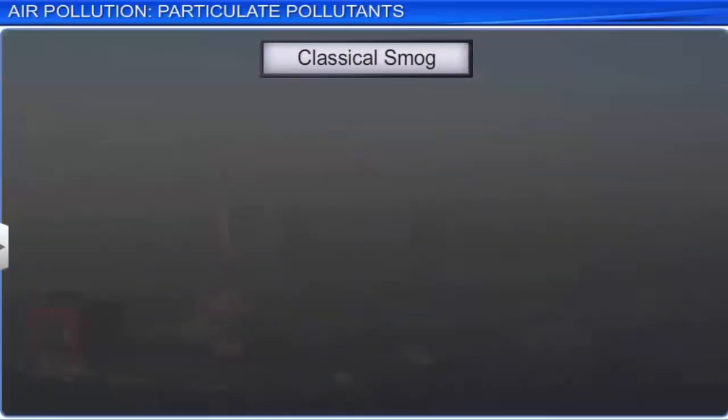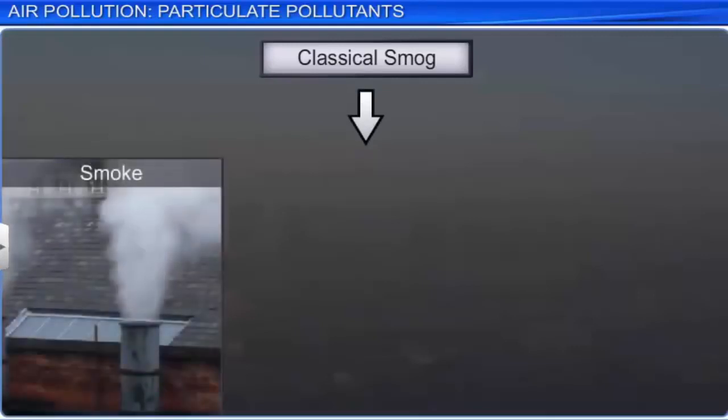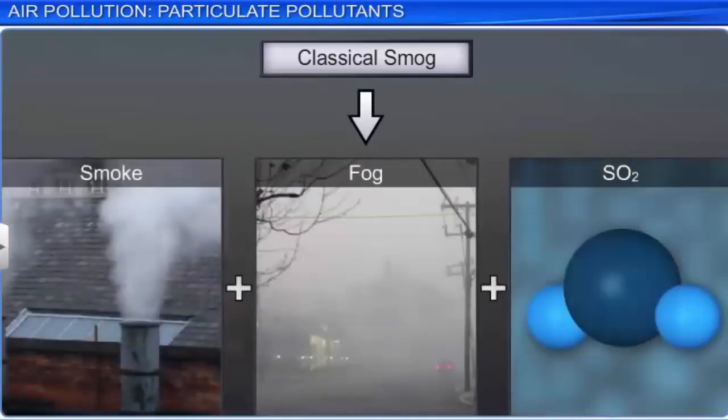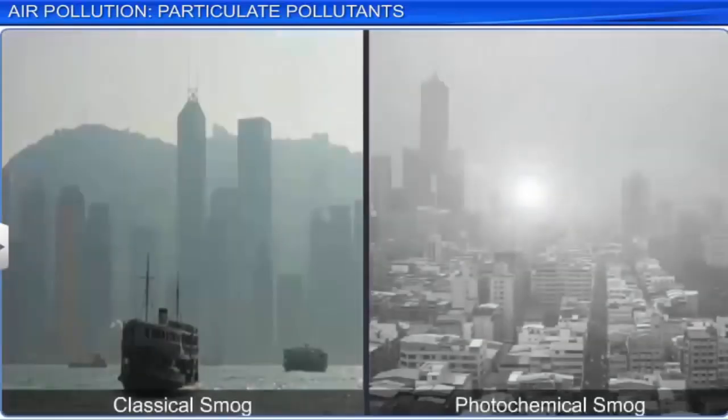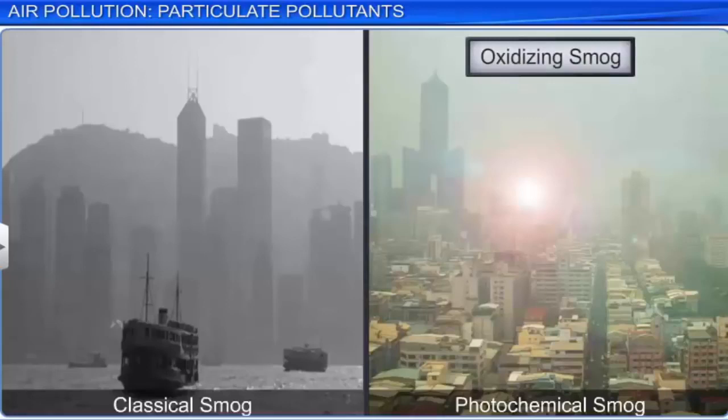Classical smog is composed of smoke, fog and sulfur dioxide. This type of smog generally occurs in a cool, humid climate. Photochemical smog occurs in warm, dry and sunny climate. Photochemical smog is also known as oxidizing smog for its high concentration of oxidizing agents.